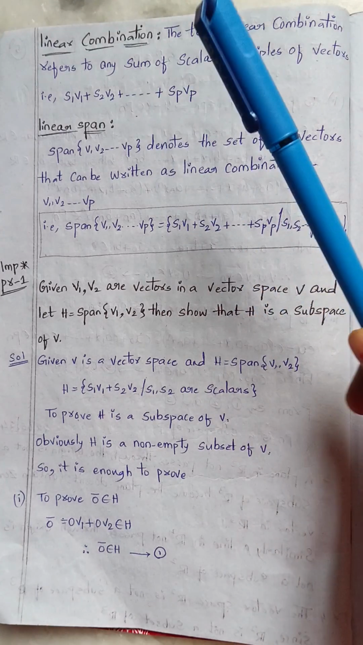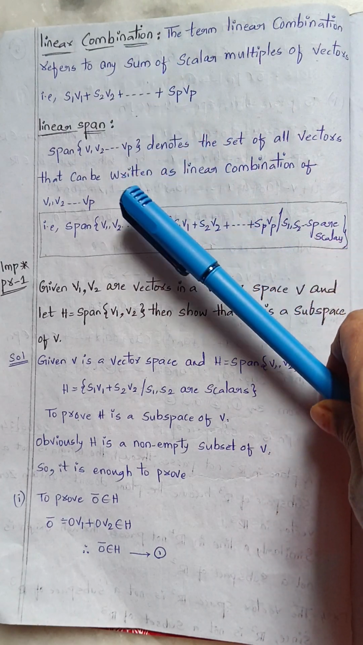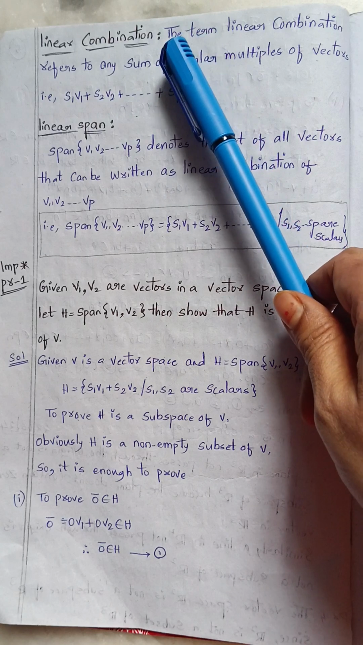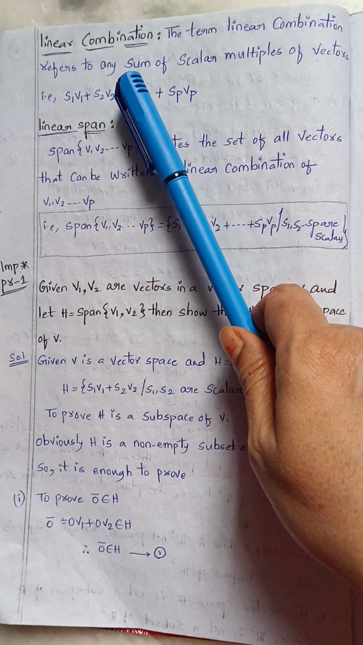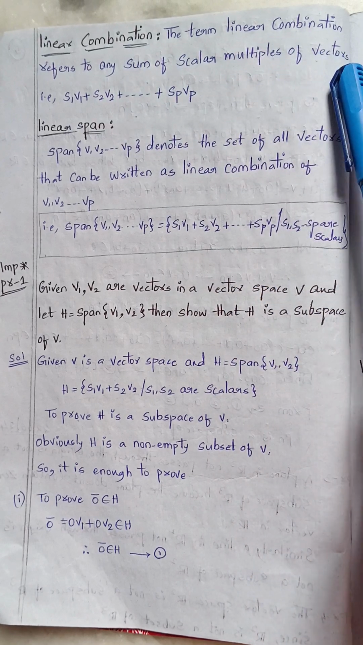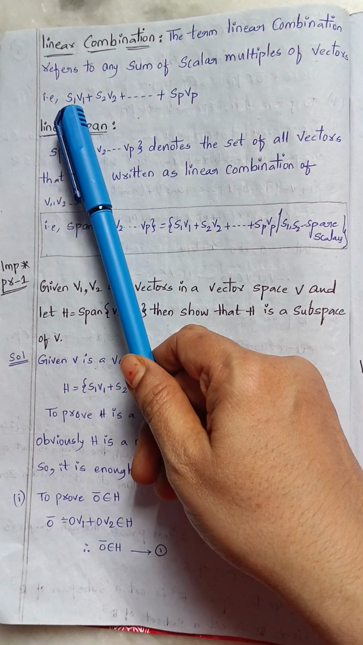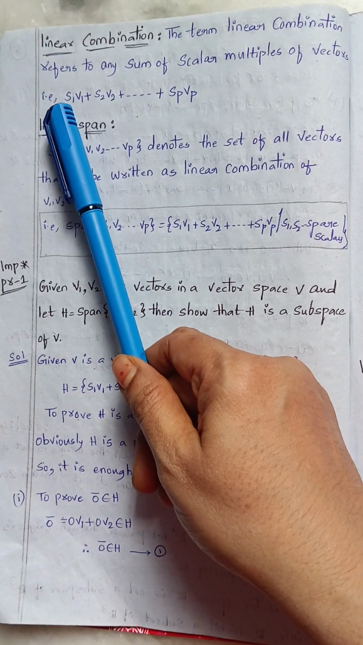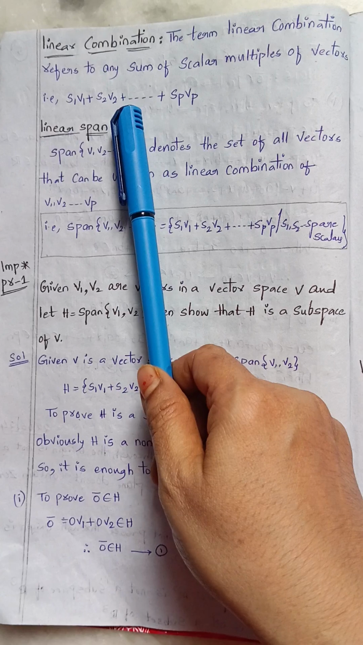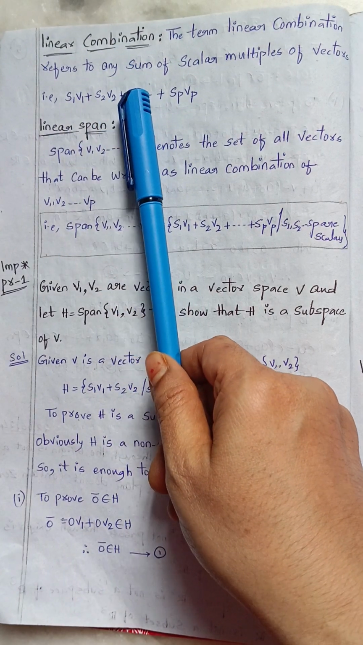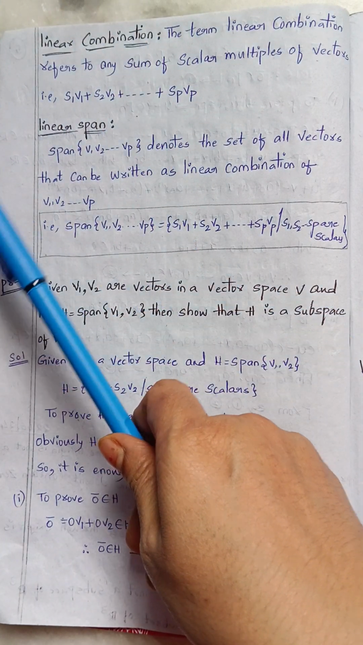Hello students, today we will discuss linear combination and linear span. First of all, linear combination. It is nothing but the sum of scalar multiples of vectors. Here, scalar multiplication is scalar into vector, and when you are adding all these vectors, that is vector addition. Scalar multiplication and vector addition together are nothing but the linear combination, right?